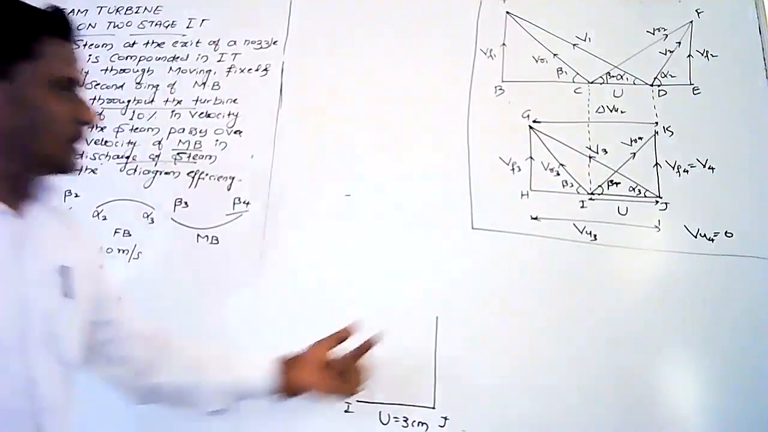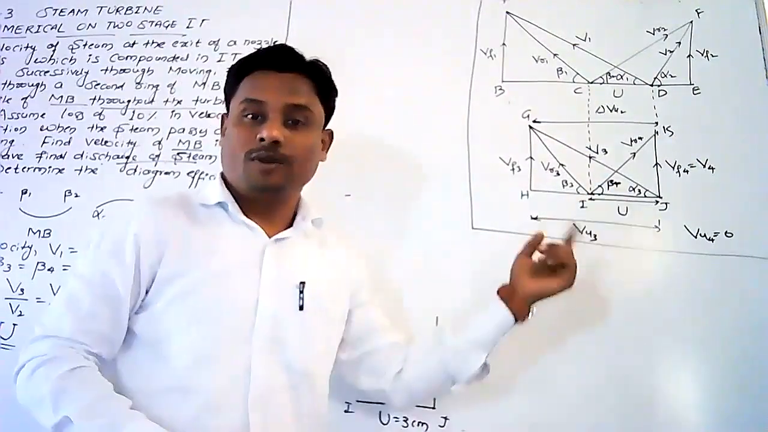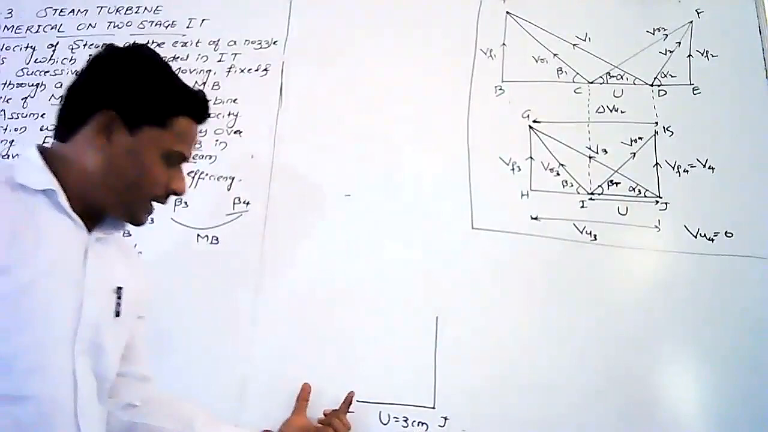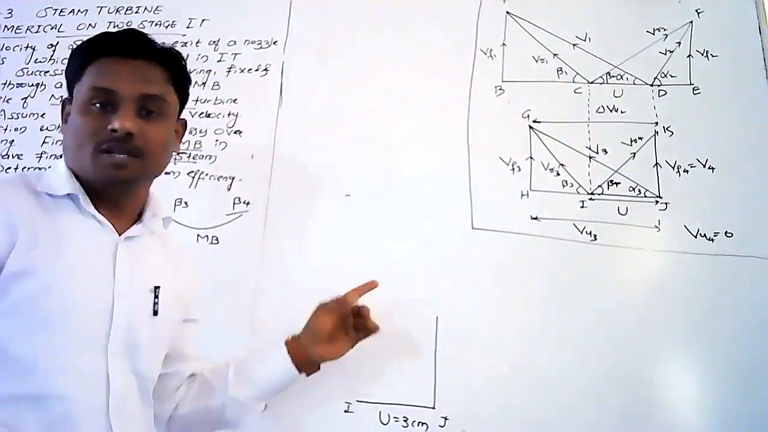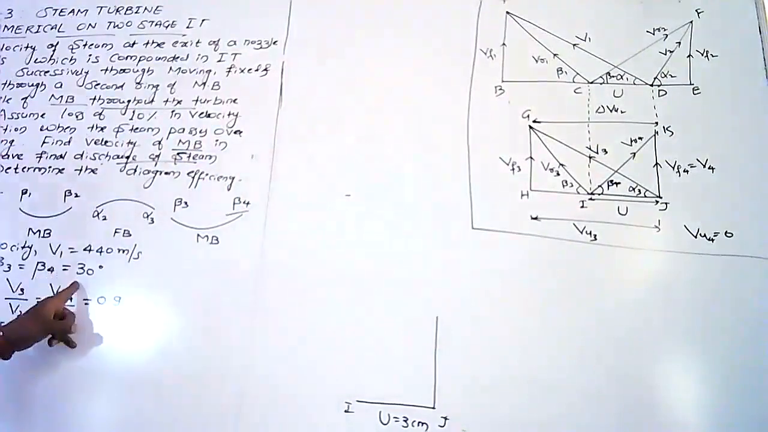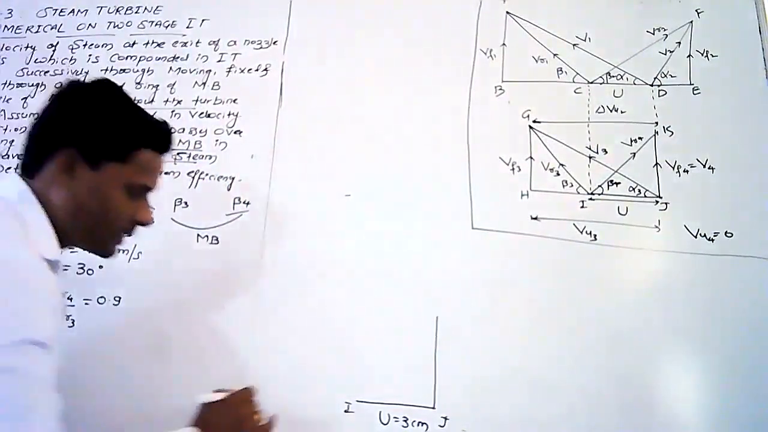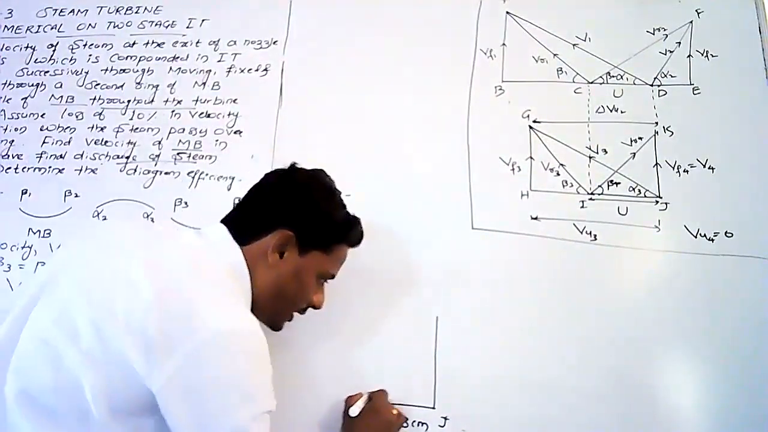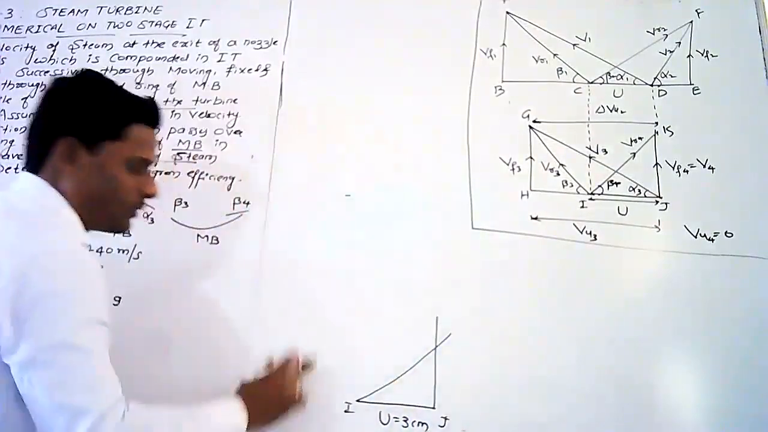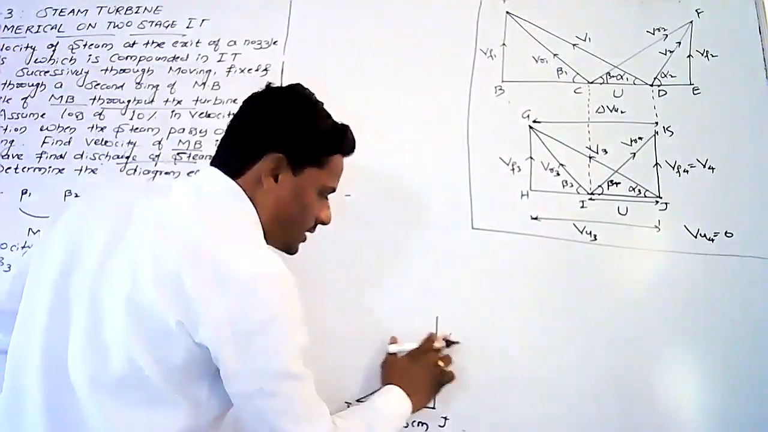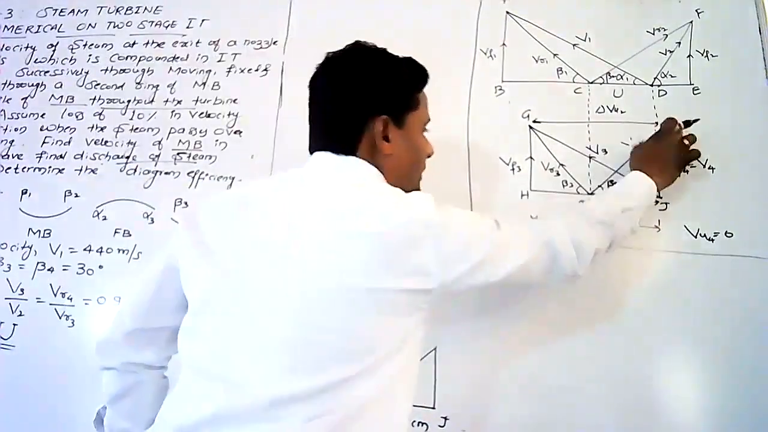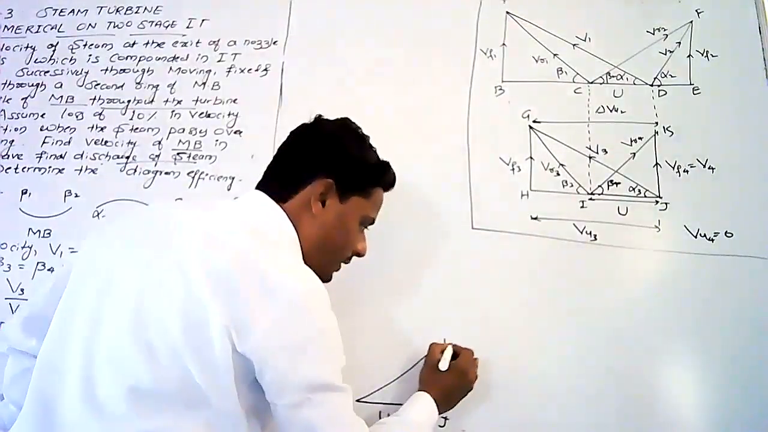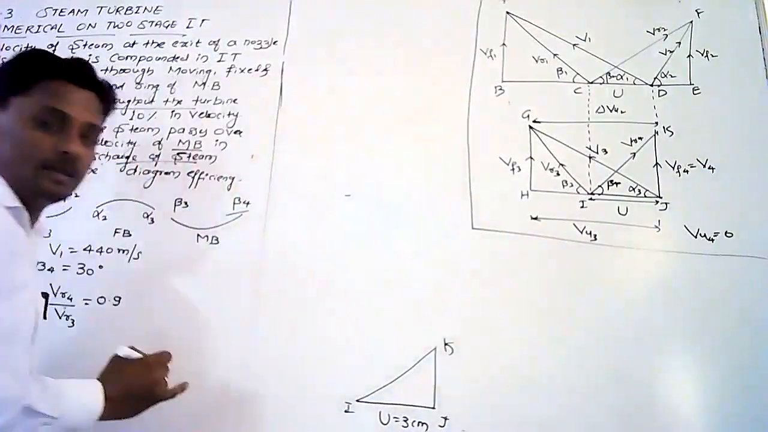Now we know the angle beta 4. Keep the protractor on point I and measure the angle in counterclockwise direction, that is beta 4 equals 30 degrees. Just take the line here, and the point where it cuts will be the point K. Is that clear, all of you?